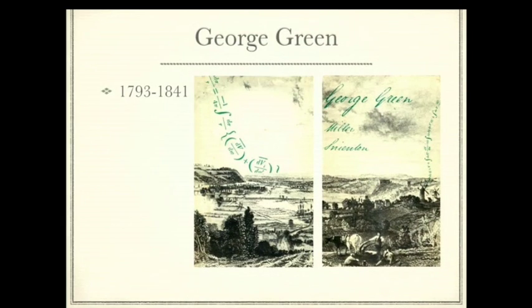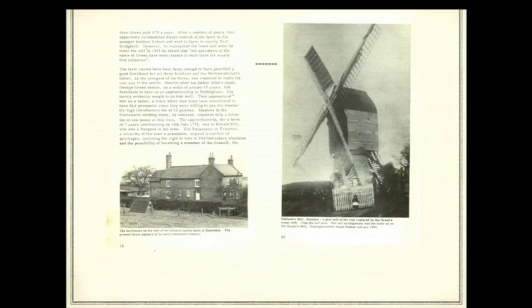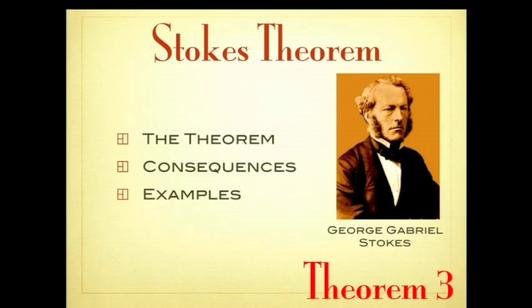George Green, miller, self-taught mathematician. So this is his mill, and a little bit like Good Will Hunting. Stokes theorem, that's the third theorem already. I think we are in time.